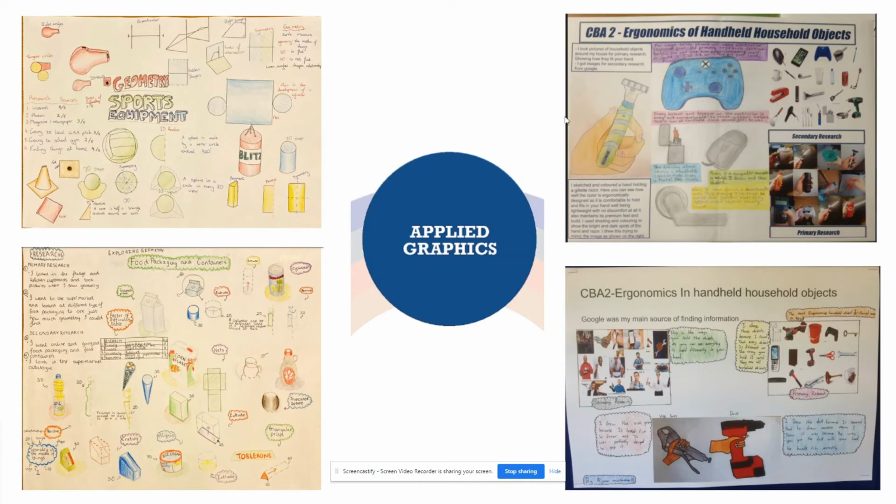And then in CBA 2, we're looking at a specific theme. So the theme for this year, we'll say, was ergonomics and handheld objects. So it's just using the things that we've learned, the sketching techniques, the drawing techniques, maybe some of the CAD techniques, and applying that to some of the CBAs that we've been given.